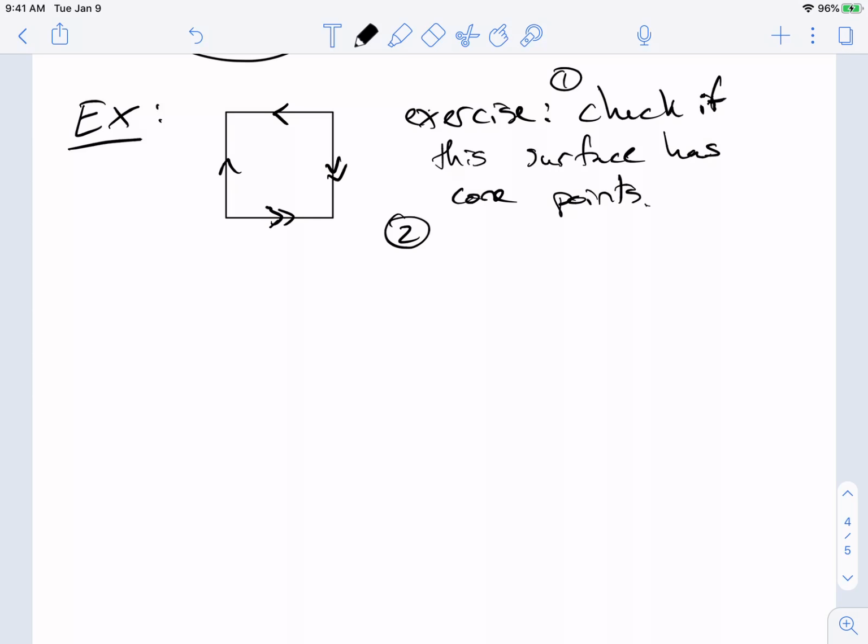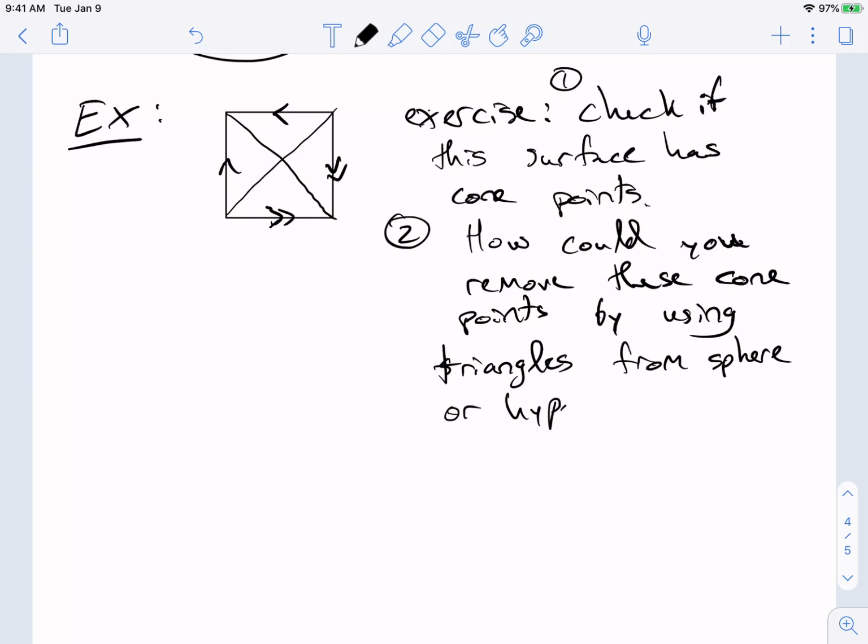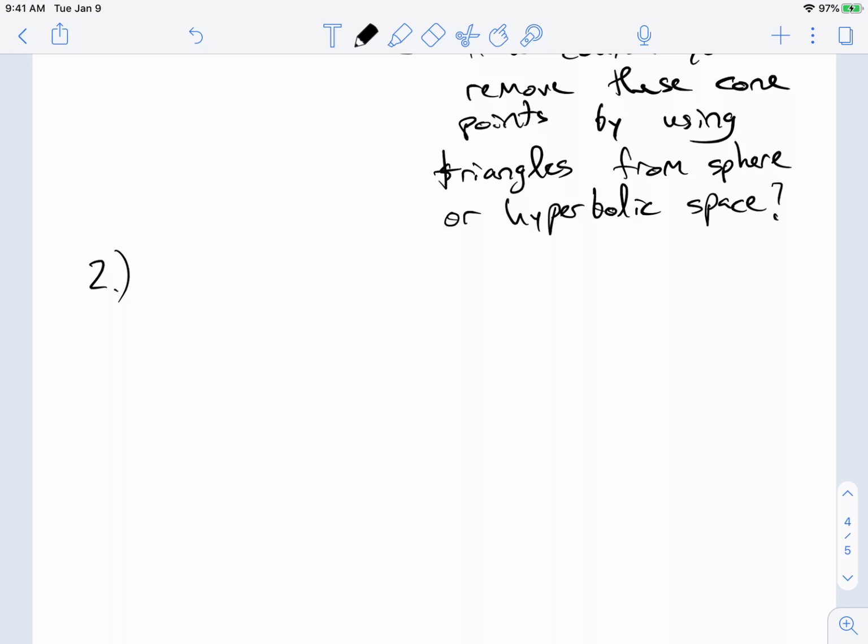Again, we checked this one on Wednesday, and it turns out it does. How could you remove these cone points? By using different triangles to build this shape. For instance, triangles from the sphere or hyperbolic space. Okay. So that's exercise 1, and then let me give you a second example, which is also very interesting.